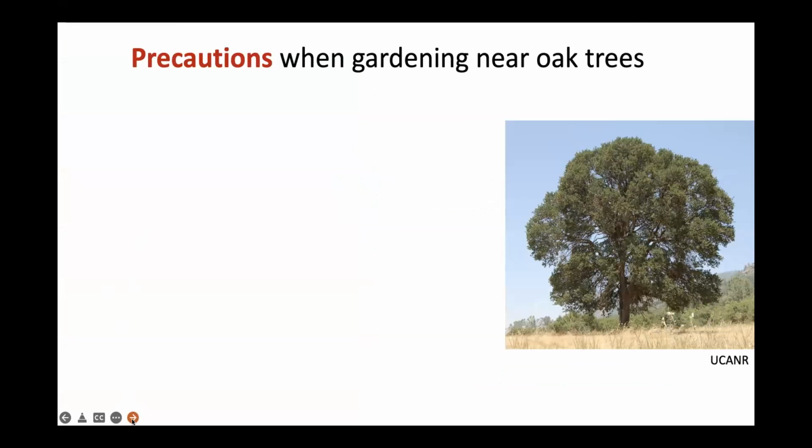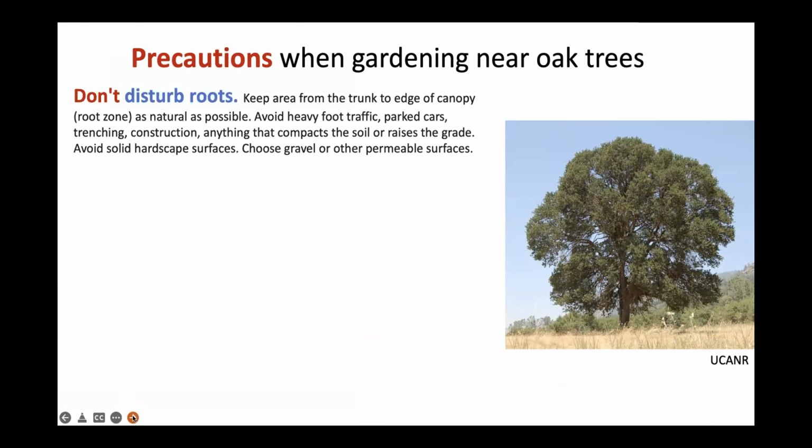So a couple of precautions when gardening near oak trees or living near oak trees. And I will tell you that most of these things have to do with what not to do. So let's run through those real quick. Don't disturb the roots. You want to keep the area from the trunk of the tree out to the edge of the canopy. That area is called the root zone.